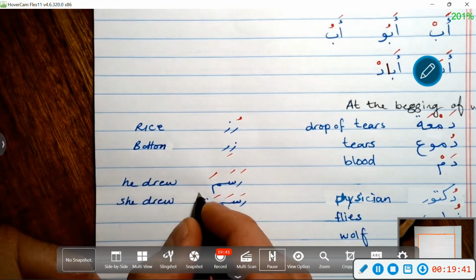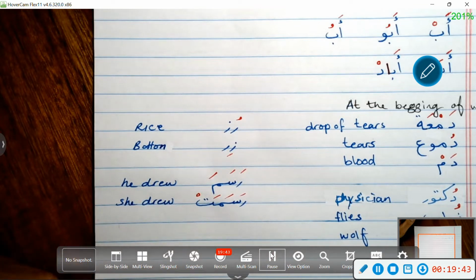Now, the ta, which is for feminine always, that makes any verb a feminine verb, it always has sukoon in it. That's why they call it ta sakina. Ta at-ta'nith as-sakina. It means the feminine ta that has always sukun.